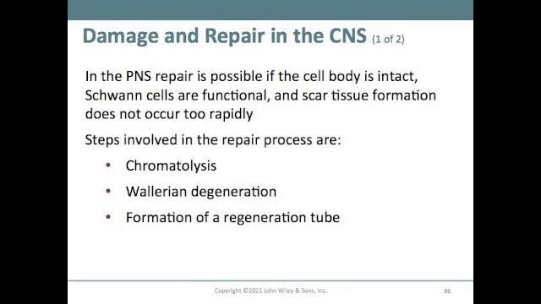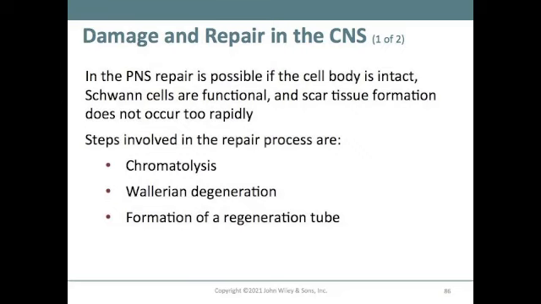Formation of the regeneration tube is following chromatolysis. Signs of recovery in the cell body become evident. Macrophages phagocytize the debris. Synthesis of RNA and protein accelerates, which favors the rebuilding or regeneration of the axon. The Schwann cells on the other side of the injured site multiply by mitosis, grow inward toward, and form the regeneration tube across the injured area.